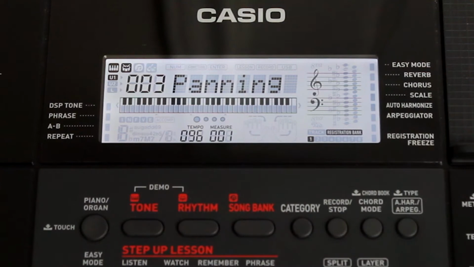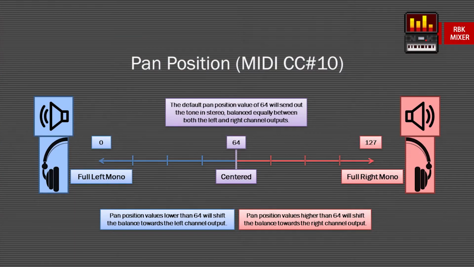This arpeggiator works by altering the tone's pan position value to determine whether the sound favors the left channel or the right channel at any given moment. Pan position values can range from 0 to 127, with the default value of 64 acting as the center position, meaning the tone is heard equally in both the left and right channels.